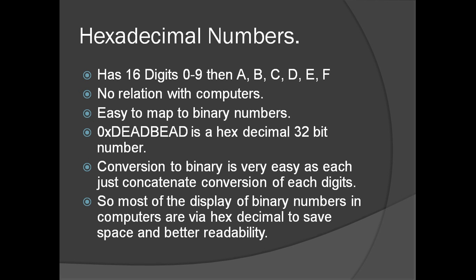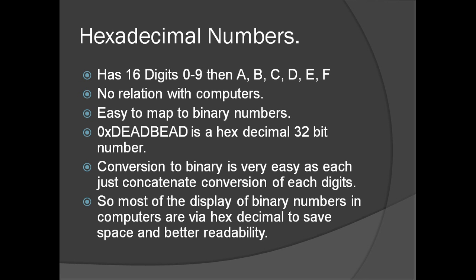Now hexadecimal numbers. So hexadecimal numbers are 16 based numerals. So we have seen 10 based numerals, which are the ones we use in daily life, and we have seen 2 based numerals which contain ones and zeros. So hexadecimal numbers are 16 based numerals. So they contain additional digits. For example, A equal to 10, B equal to 11, like that, 15 equal to F. Hexadecimal has no relation with computers, so it's just like 10 based numerals.